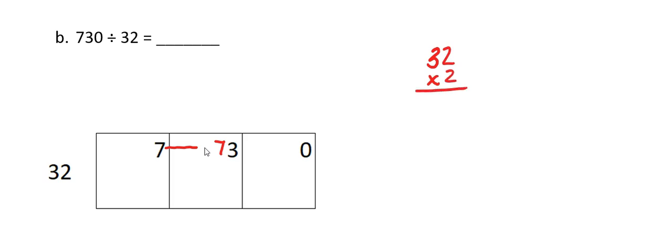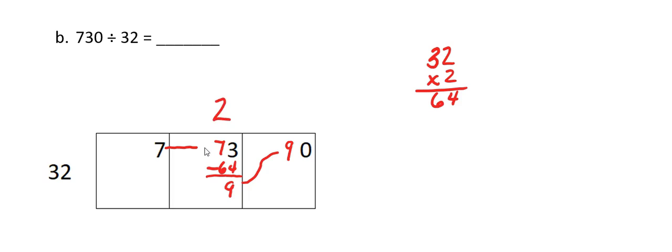32 times 2. Obviously, if a student can do this in their head, that's perfect. 2 times 2 is 4, and 2 times 3 is 6. So 64, that looks like that will work. I'll subtract that from 73. I know that 73 and 64 are 9 apart. It would take me 6 to get up to 70, and then 3 more would be 9, which gets me to 73. So 73 minus 64 is 9. I'll bring that over and record that in my quotient. That was 2 groups. And let's start again.